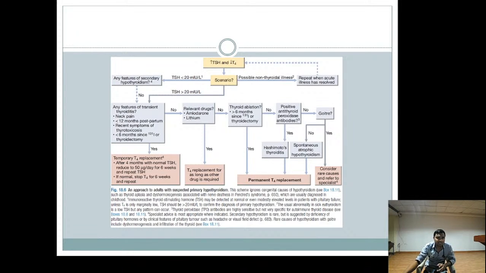The next step is to find out whether the patient is on any drugs like amiodarone and lithium, because in these patients T4 replacement is required as long as the patient takes these drugs. The next step is to ask whether the patient has undergone any thyroid ablation or thyroidectomy, because in these cases there is requirement of permanent T4 replacement. Similarly, in Hashimoto's thyroiditis also there is permanent T4 requirement.